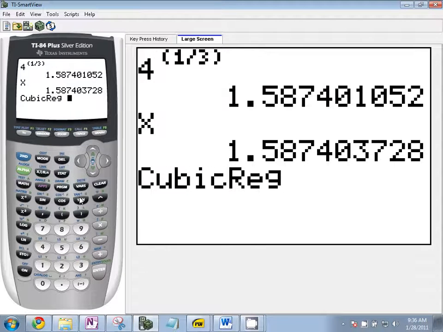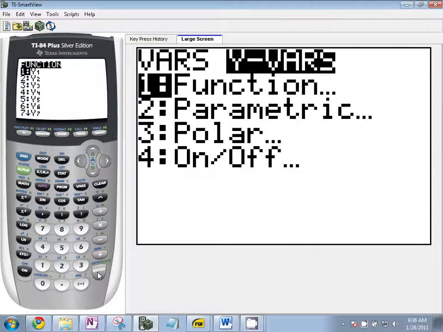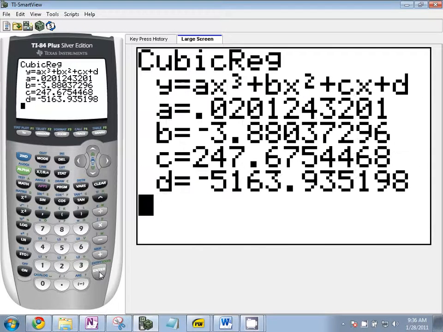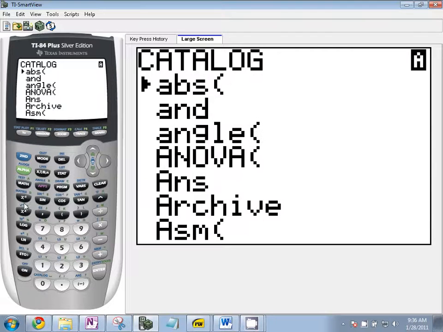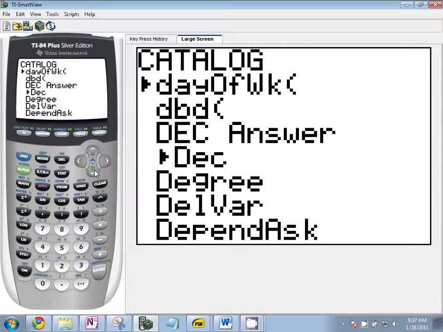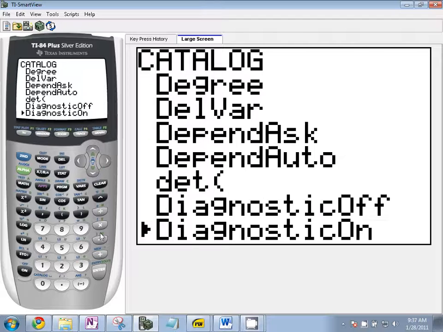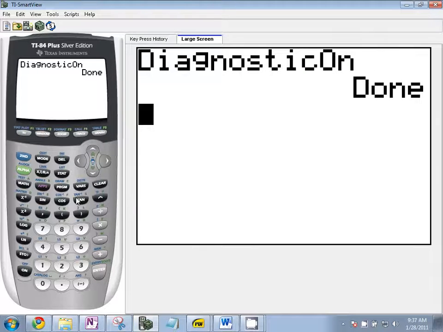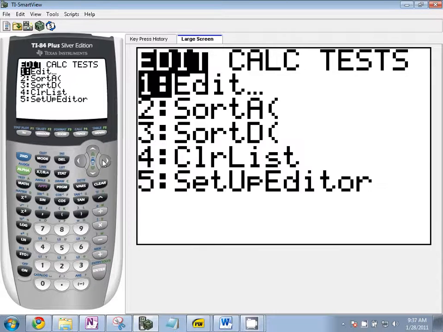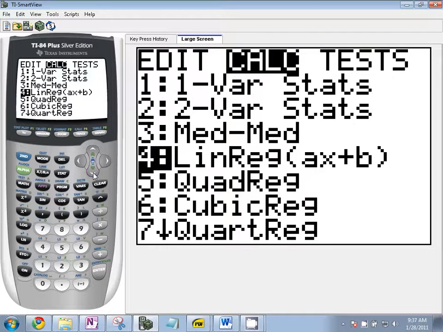And vars. The correlation coefficient of the big one is the highest one? I don't know. For some reason it's off on this. Let me turn it back on. It's in second catalog, D. You want to go to alpha. Oh yeah, alpha D. Oh, alpha is already turned on. So diagnostic what? On. Yes. Diagnostic on. Let's run that again. So stat, calc, cubic reg.